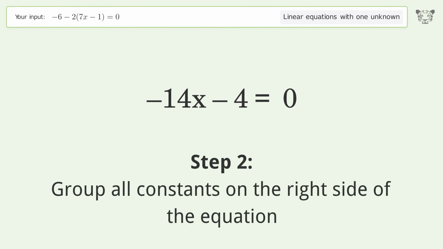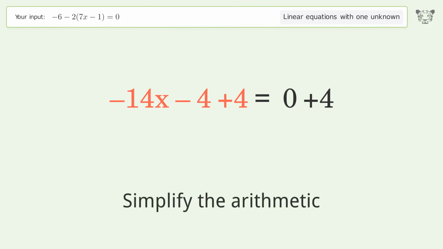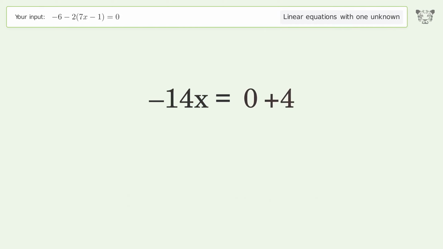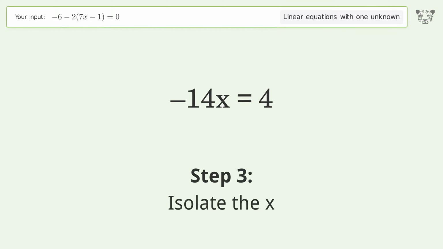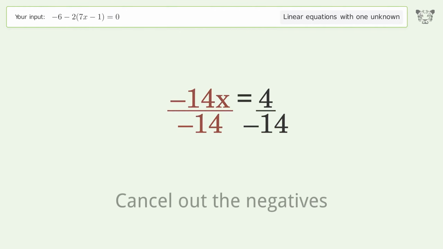Group all constants on the right side of the equation. Add 4 to both sides. Simplify the arithmetic. Isolate the x. Divide both sides by -14. Cancel out the negatives.